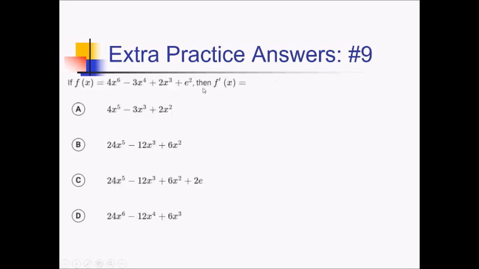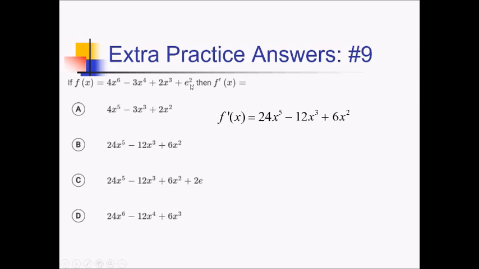On this one, they just want us to find f prime of x, given this f function right here. This is just a straightforward power rule for the most part. So we have 24x to the 5th for that first term. And then this next one will be negative 3 times 4, so negative 12x to the 3rd. After that, we've got 6x squared. And then finally, this one, you've got to be careful.